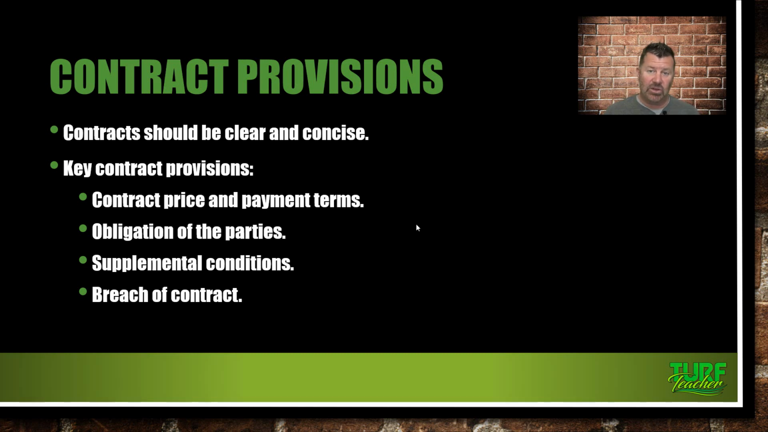Key contract provisions: the contract price and payment terms, obligation of the parties, supplemental conditions, and a breach of contract. What's going to happen if the owner decides not to pay you? What's going to happen? You don't want that to happen, but it does. I mean, any other type of breach could be when the party refuses to perform the contract. What if you went into contract with a subcontractor to do the irrigation and they decided not to? Anybody performs an act that is prohibited by the contract or prevents the other party from performing its obligations. That's a breach of contract.